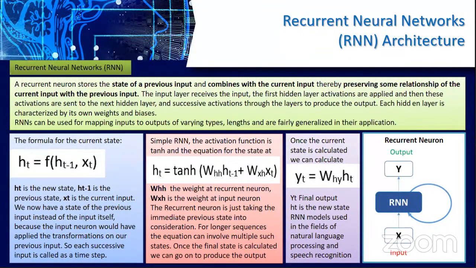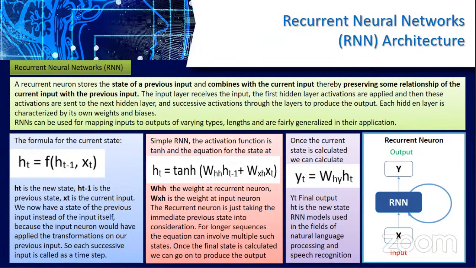Now let's come to the architecture RNN. RNN stands for recurrent neural network. As I told you, it stores the state of the previous input and combines it with the current input, so it preserves some relationship of the current input with the previous input. This is a very interesting thing about RNN. You give n types of data, it will be able to learn all n types and give you a quick relationship and say it belongs to a specific class.